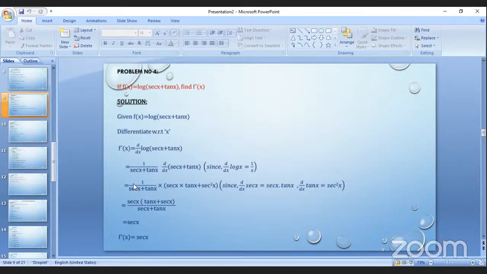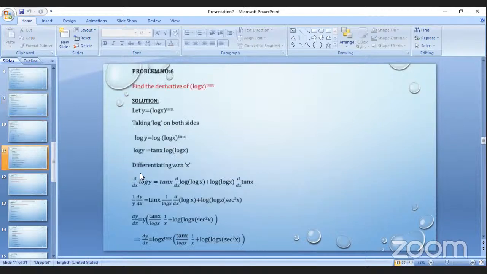Therefore, f dash x equal to secant x. If f of x equal to log of secant x plus tan x, the derivative is secant x. Okay? That is completed. Next, problem number 5.